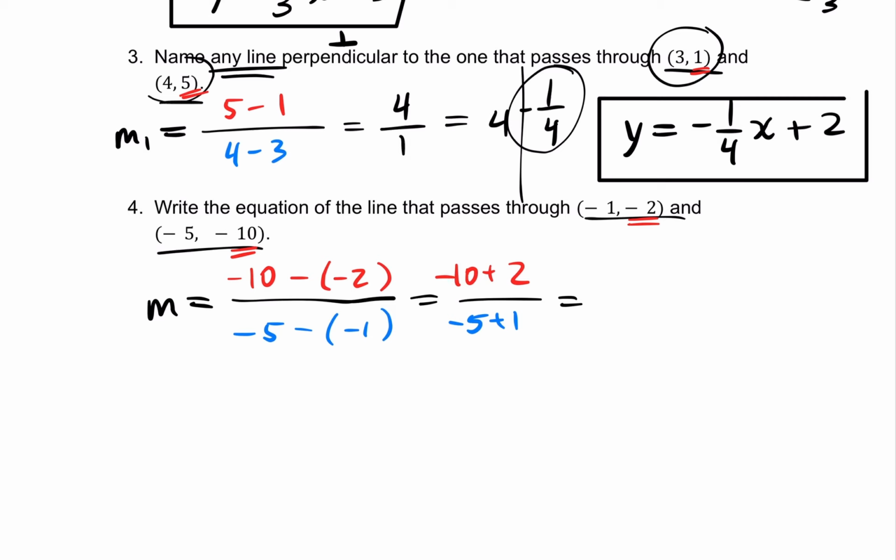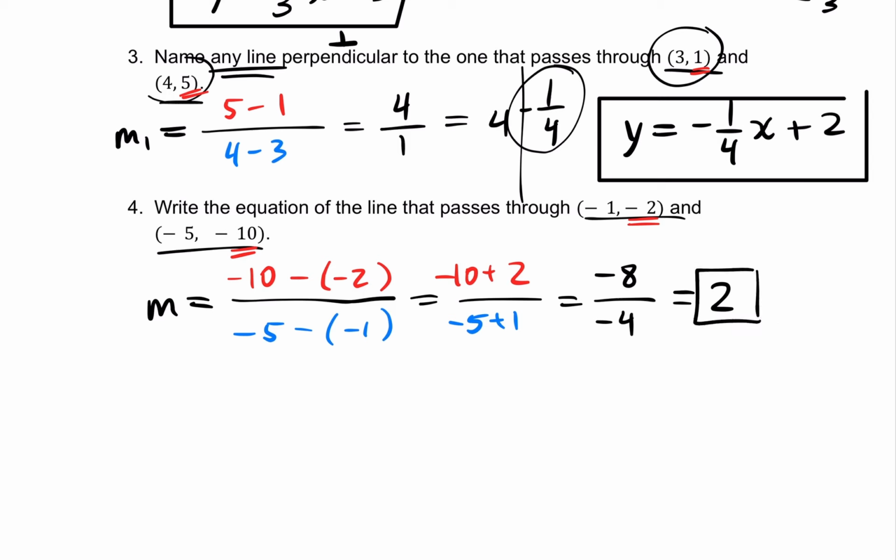All right, and then on the top, I have a negative 8, and on the bottom, I have a negative 4. So negative 8 over negative 4. We can already do negative 8 divided by negative 4, that's positive 2. Negative divided by negative is positive. I'm left with positive 2. And here is my slope.